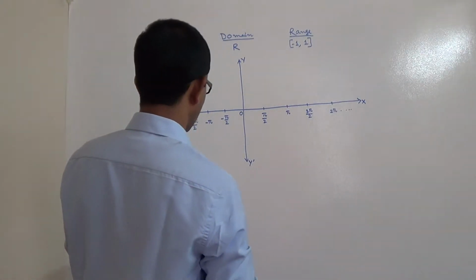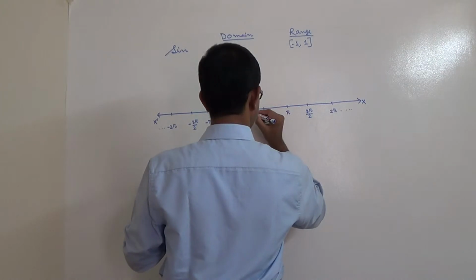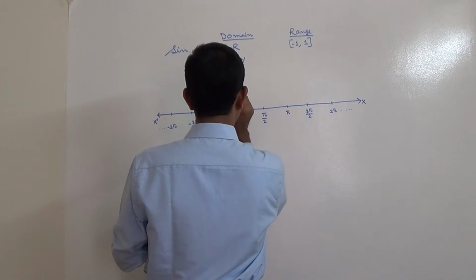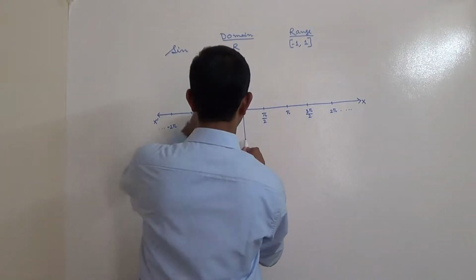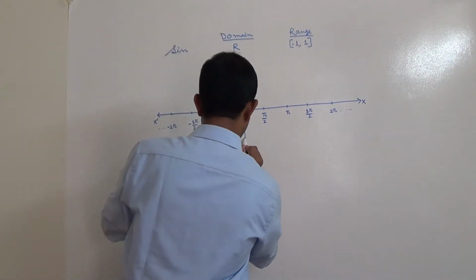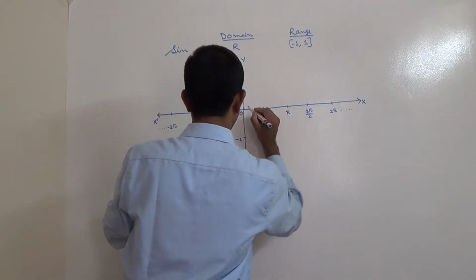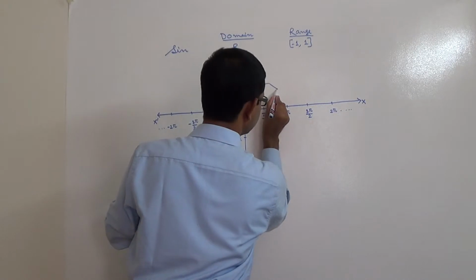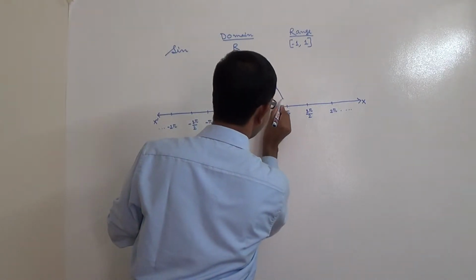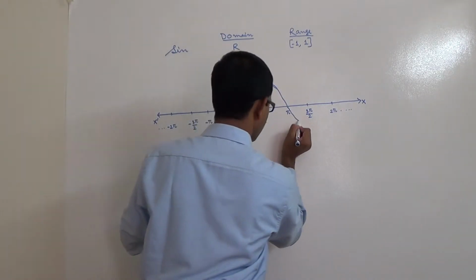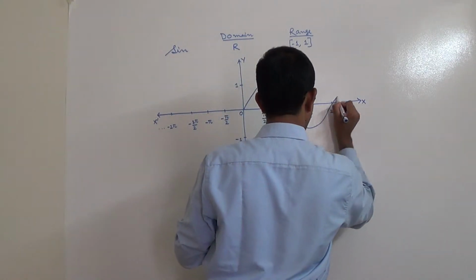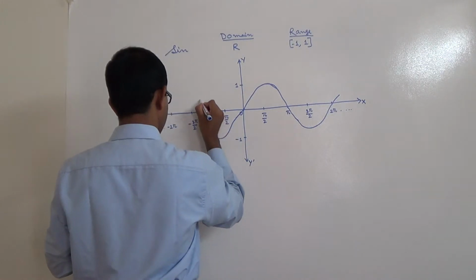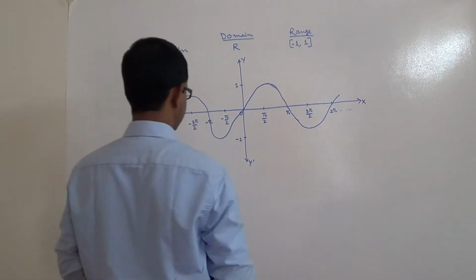Now let us quickly draw the graphical representation of the function sine. So here it is +1 in the positive direction of the y-axis, and here it is -1 in the negative direction of the y-axis. So how does the function sine look in its graphical representation? Like this. Okay.